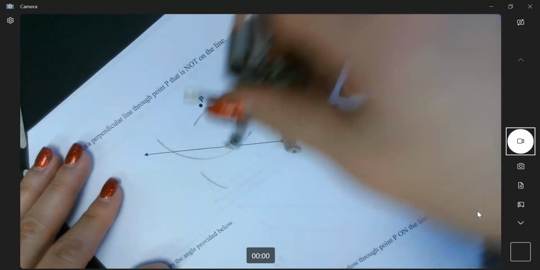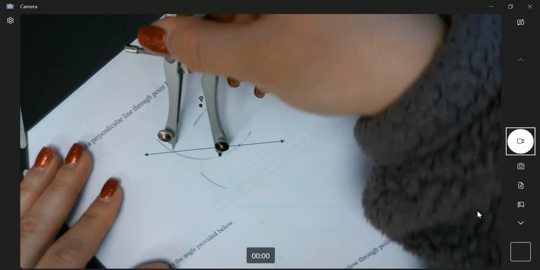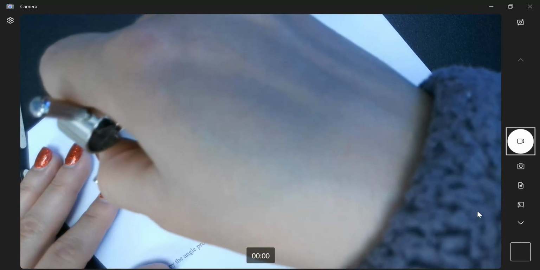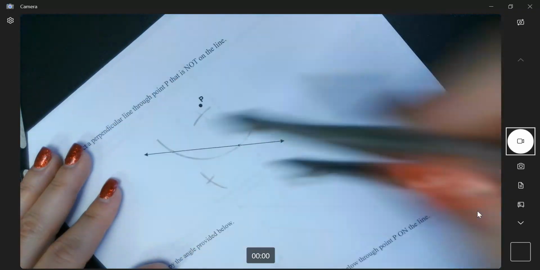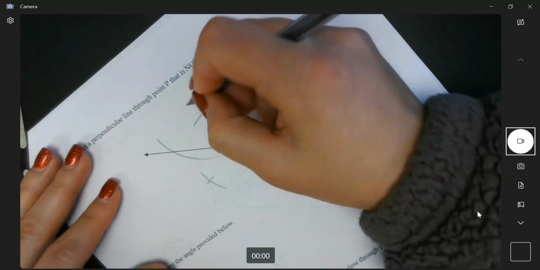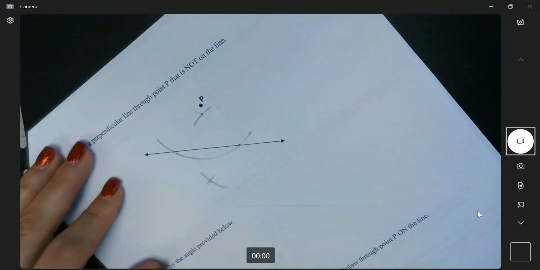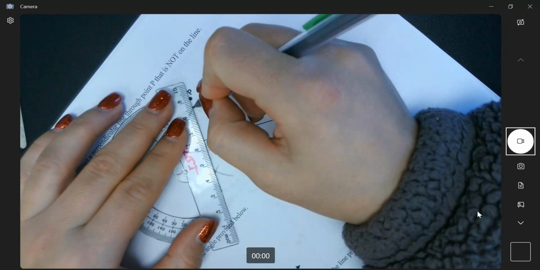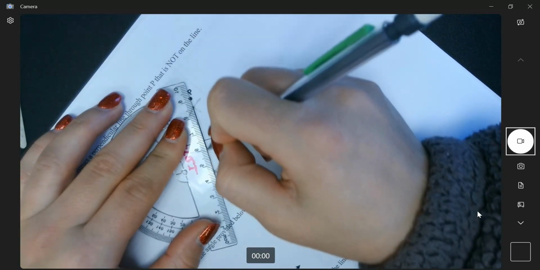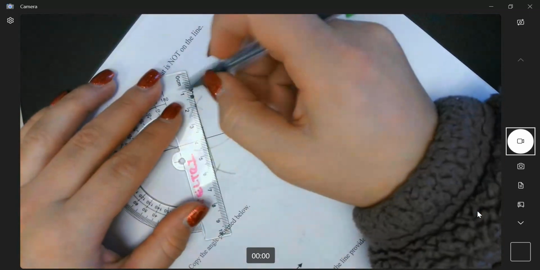And then keep my compass stretch the same and place it on the other intersection point now. Make an arc above and below. And then mark these points we've got. And then use your ruler to connect them. Just like that. Okay. That's a perpendicular line. Oh, I forgot to connect it through P. It's got to go through P.